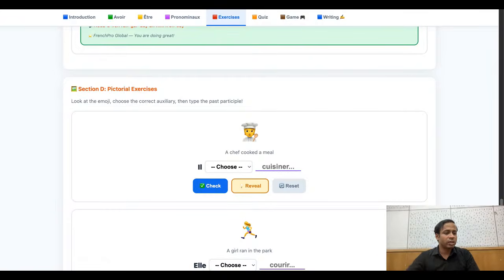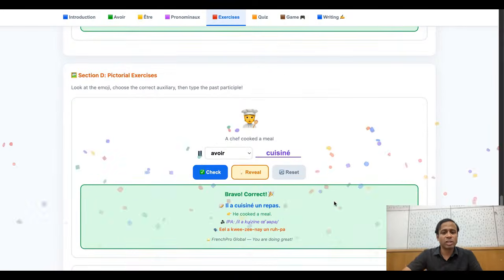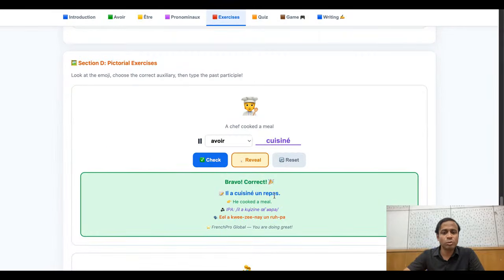Avoir or être? Avoir. Yes. So first we have to choose avoir and then cuisiné. Okay, this is correct. So what is the correct sentence? Il a cuisiné un repas. He cooked a meal.